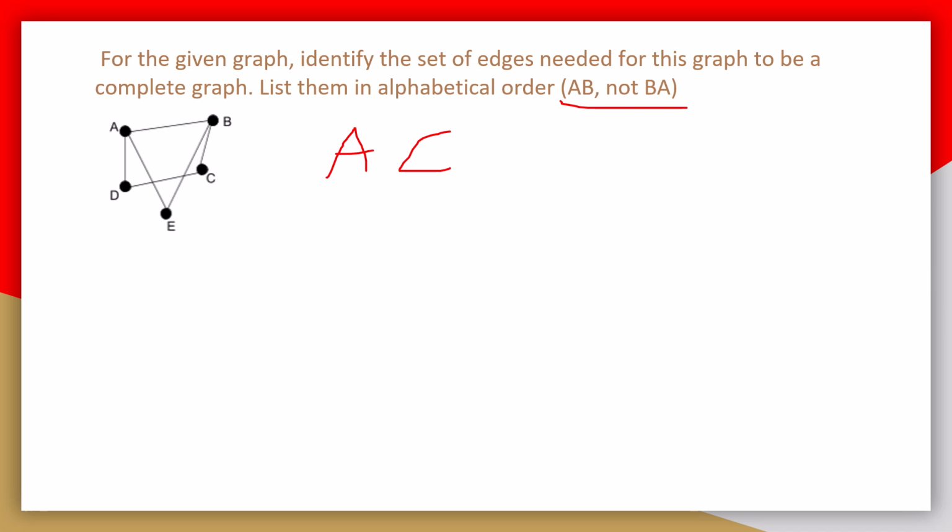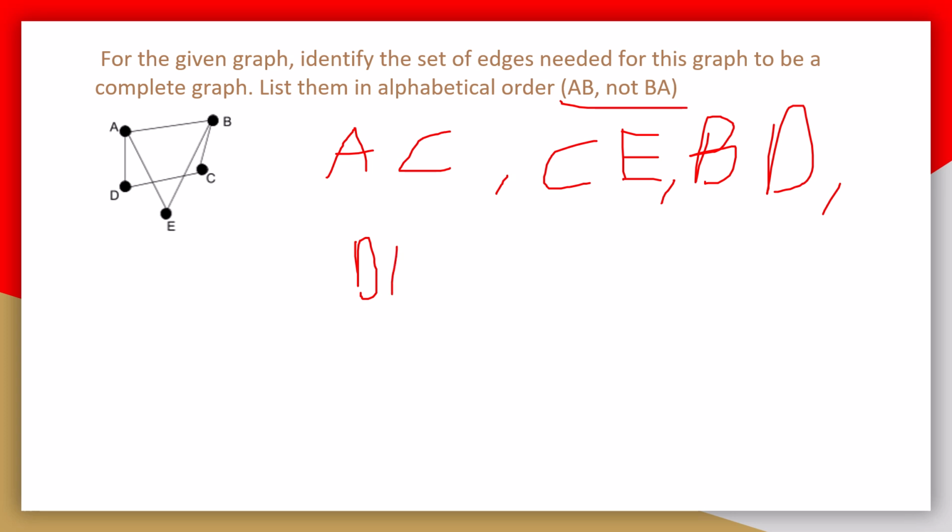Now C is only connected to 2, B and D, and we already made a connection with A, so all it needs is CE, a connection with E, so that it's connected with every other vertex. Now let's move on to B. B has a connection with C, E, and A, so all we need is a connection with D, so BD. And now let's go to D. D is already connected to A and C, and we just added a connection with B, so all we need is DE. And we already have 2 connections of E now, which were required to make it a complete graph, so we do not need to add any more. So this is the answer: AC, CE, BD, and DE.